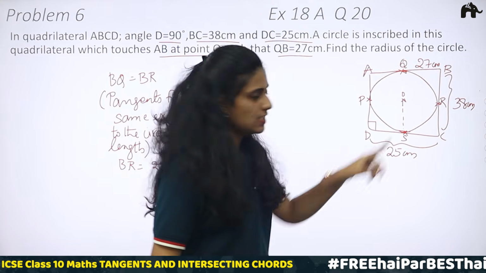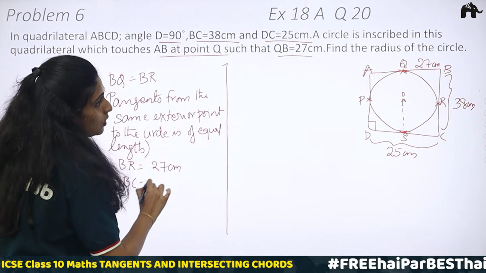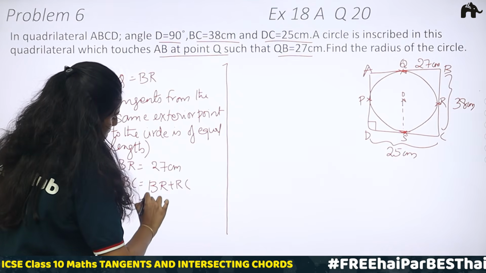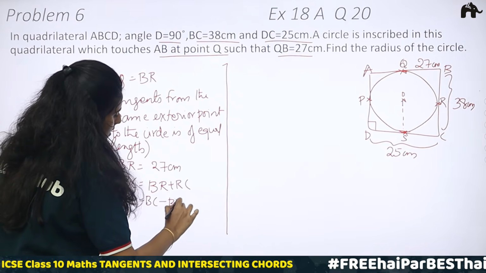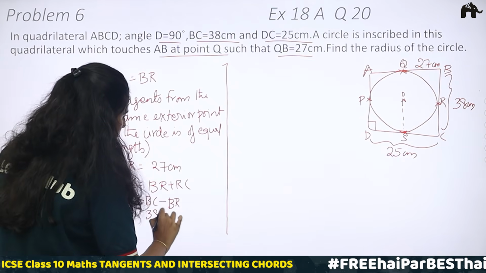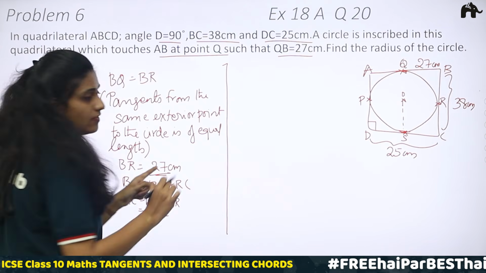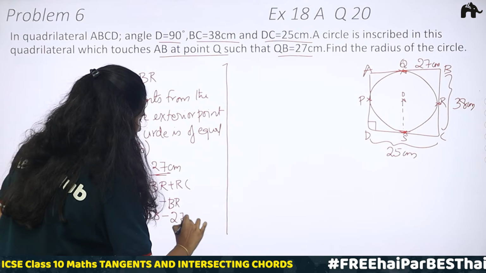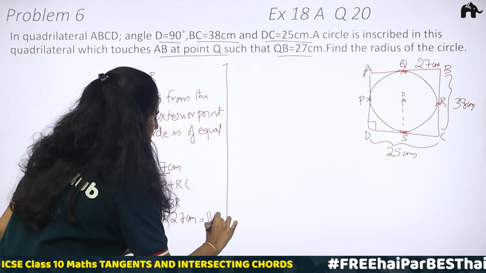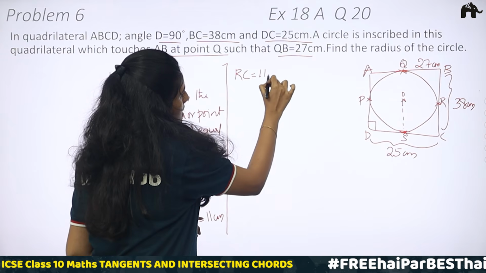We know the measure BC. We can find RC, right? We have BC is equal to BR plus RC. Therefore, RC is BC minus BR. BC, the total length, is equal to 38 centimeters, minus BR, the small length we have found, which is 27 centimeters. What is 38 minus 27? We get 11 centimeters. Therefore, RC is equal to 11 centimeters.